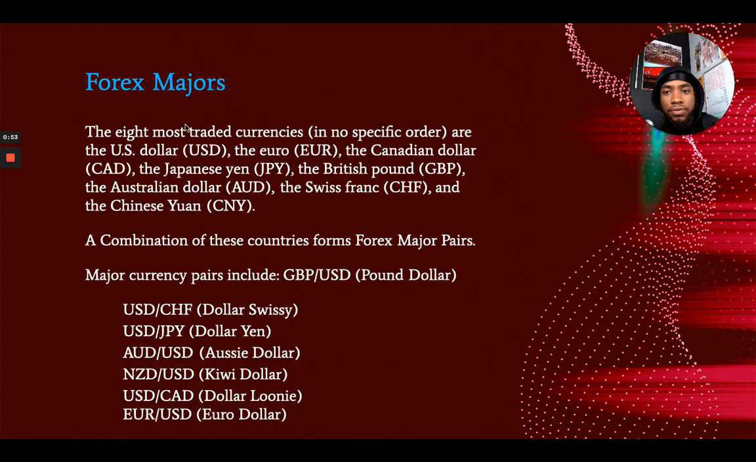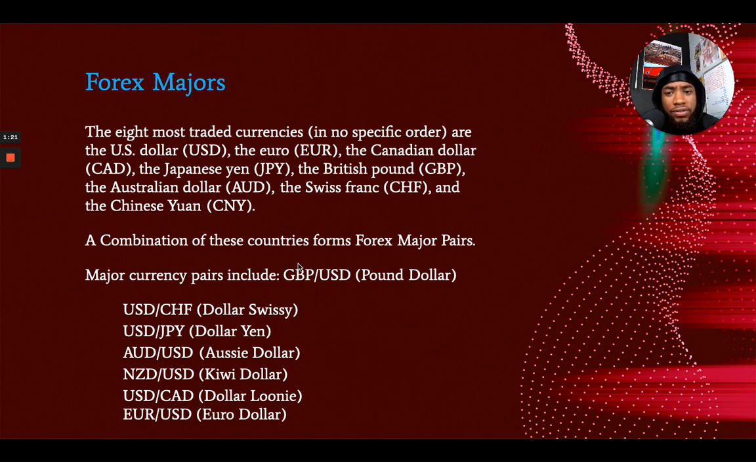All right, so the Forex majors, the 8 most traded currencies in no specific order, by the way, are the US dollar, USD, Euro, which is represented by EUR, the Canadian dollar, CAD, the Japanese yen, JPY, the British pound, GBP. Try saying that 3 times fast, right? The Australian dollar, AUD, the Swiss franc, CHF, and the Chinese yuan, CNY.